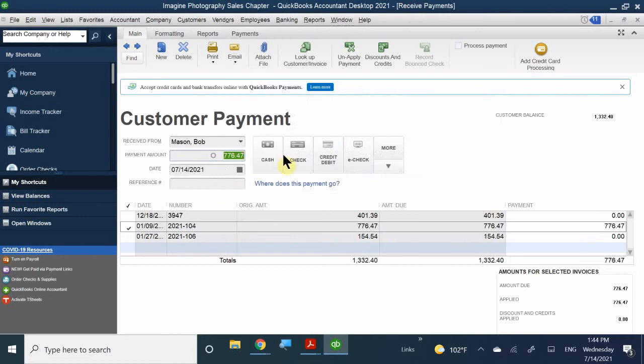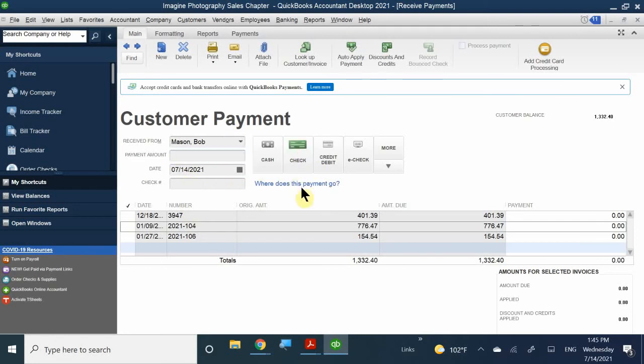So once again, 700 isn't what I want, but they do recommend you not check mark any of the bills just yet, because the idea is whatever amount is written on the check is going to validate which invoice they're paying for. So in this case, Mr. Bob Mason is sending me check number 5256. So that's where the check number goes.